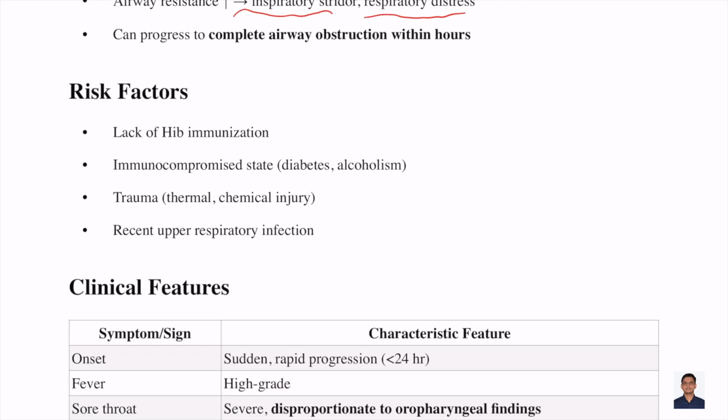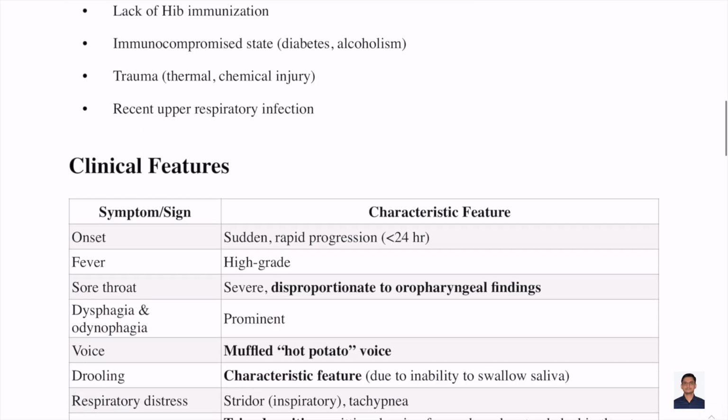Risk factors include the lack of Haemophilus influenzae B immunization, immunocompromised states like diabetes, alcoholism, elderly patients, post-splenectomy, post-chemotherapy, post-transplant patients, trauma like thermal or chemical injury to the epiglottic structure, and recent upper respiratory tract infections.